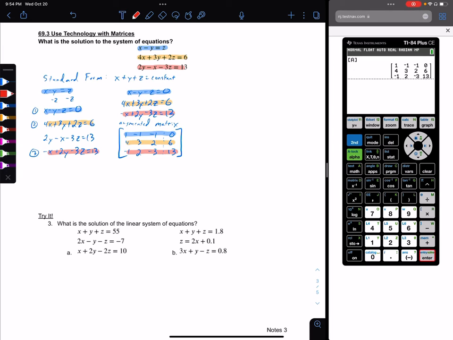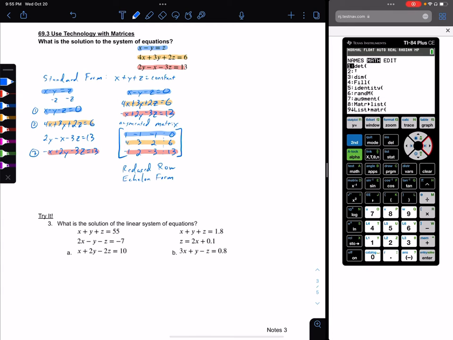So we can clear this. You can leave it if you want, but I'm going to clear it just so it's out of the way. You're then going to go back to your matrix page. So we'll hit second matrix. And this time we want to scroll right to math. What we're looking for is something called reduced row echelon form. Where that is on the calculator, if I keep scrolling down to option B, you'll see that I have RREF. That stands for reduced row echelon form.